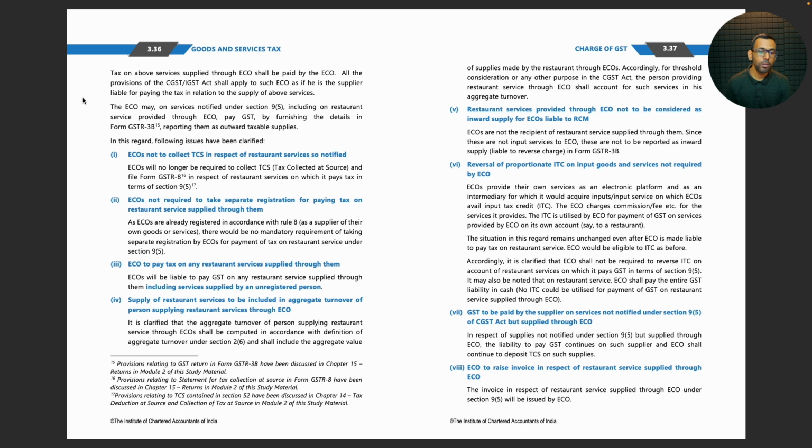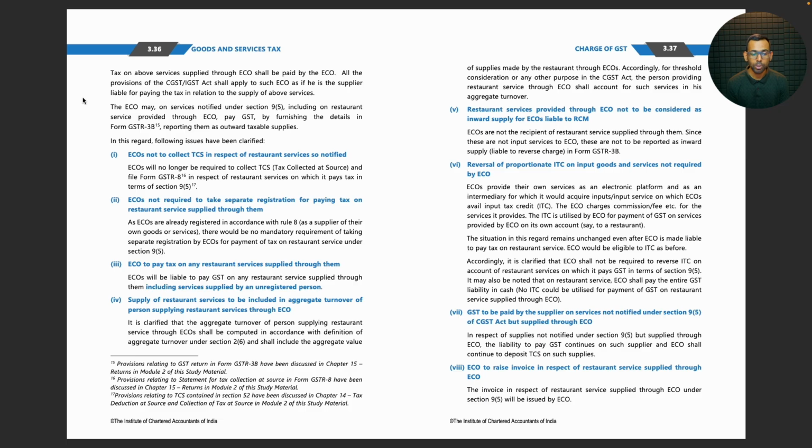ECOs not required to take separate registration for paying tax on restaurant service supplied through them. Okay, as ECOs are already registered in accordance with Rule 8 as a supplier of their own goods or services, there would be no mandatory requirement of taking a separate registration by the ECOs for payment of tax on restaurant service under Section 9 subsection 5.